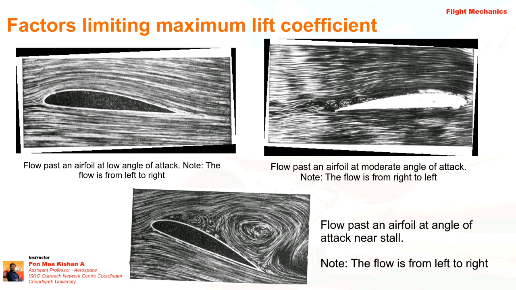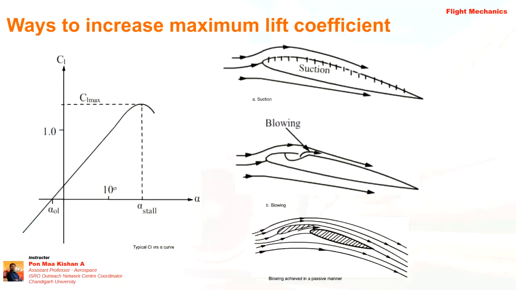For example, I have given over here. So this is the graph, right? So alpha stall, CL max. So this is an unsymmetrical airfoil. That's why at zero angle of attack we are getting some lift.